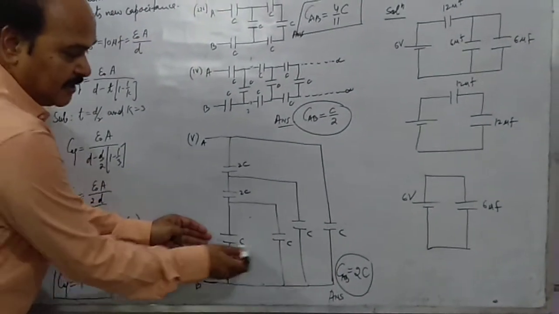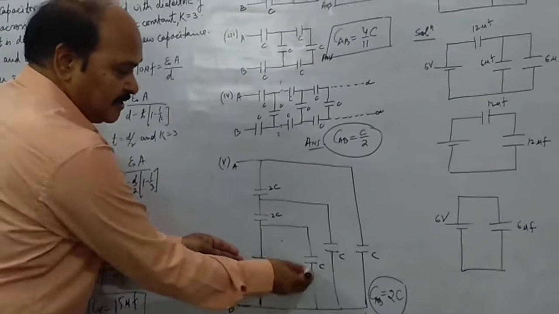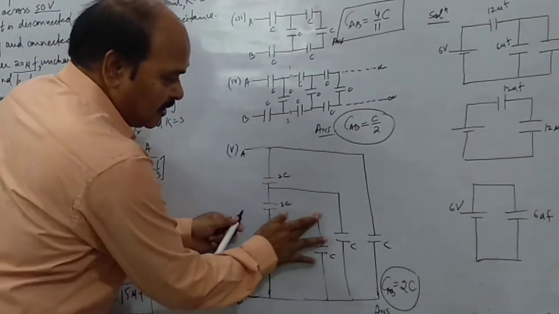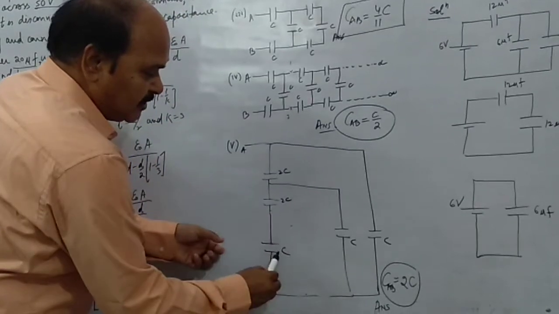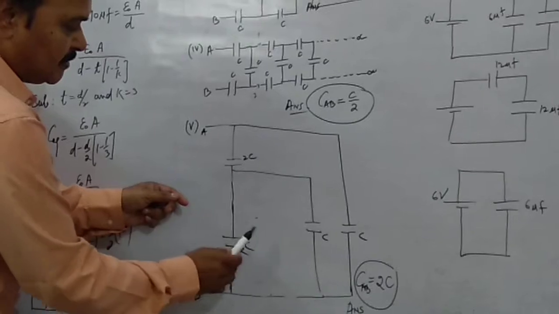Now see, this C and this C, the whole process is going to be repeated. This C and this C, they are in parallel. Their equivalent is going to be 2C. 2C and 2C in series. What is their equivalent? Equivalent is C.